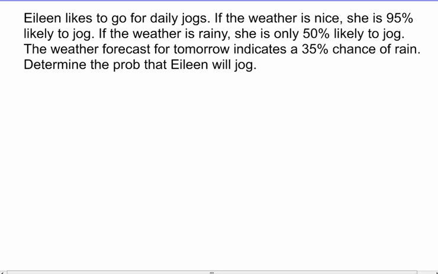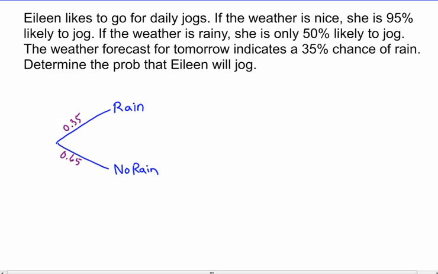So the first thing we're going to start off with is our probability it's going to rain. So what's the probability that it's going to rain? As a decimal, 0.35. So what's the probability that there's no rain? 0.65. How do we get 0.65? 1 minus 0.35, right? Our total probability adds to 1.